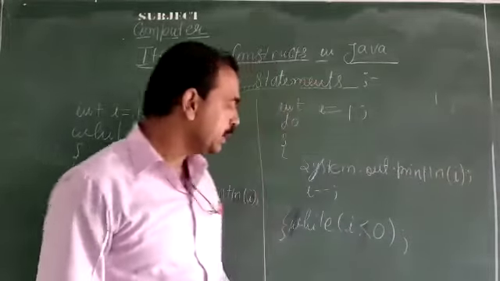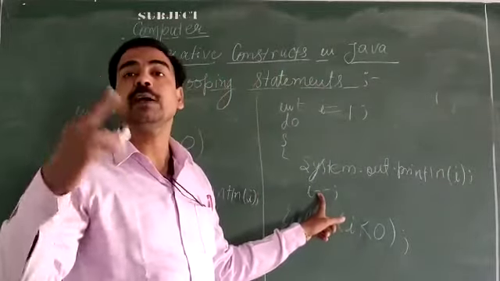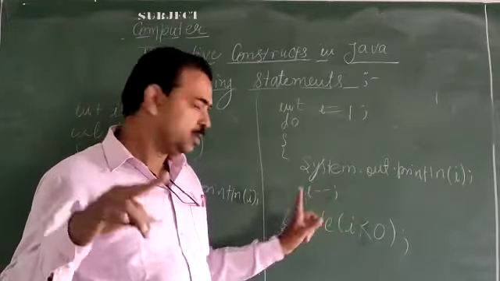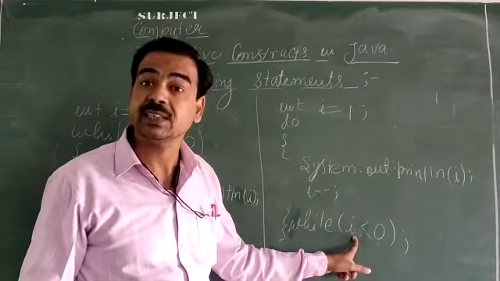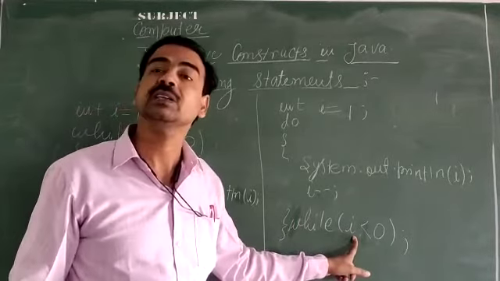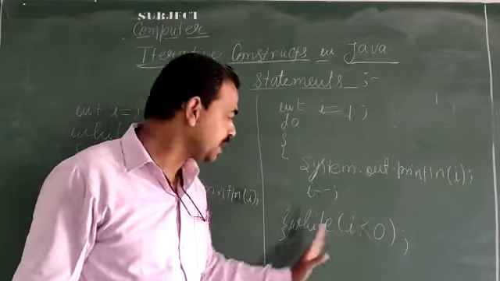Then minus minus. Now it will become 0. 0 is less than 0? No. The condition is false. Then we will come out from the loop.